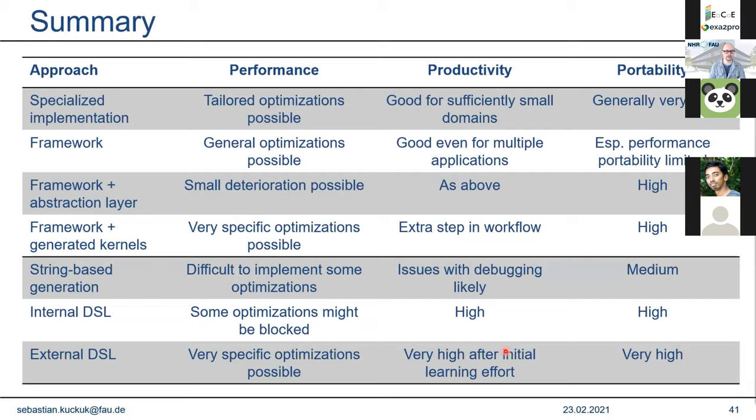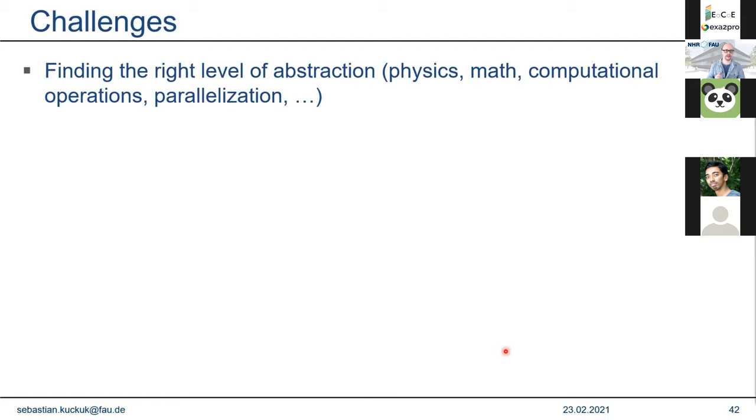And I want to use the last minute to quickly go over challenges. So if you want to introduce code generation in your projects, the first challenge is to find the right level of abstraction. We're tempted to think about these abstractions just in terms of parallelism, but in most cases, you can do more. You can go to a high level of abstraction, make it much more accessible, easier to use. And since you can compose these different levels in your code generation pipeline, this is perfectly fine.